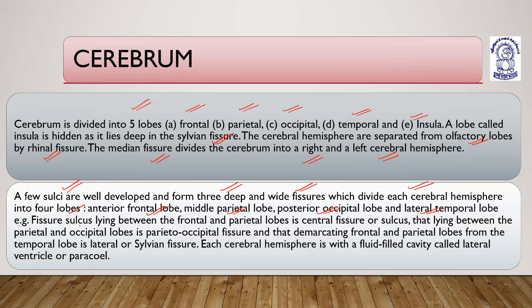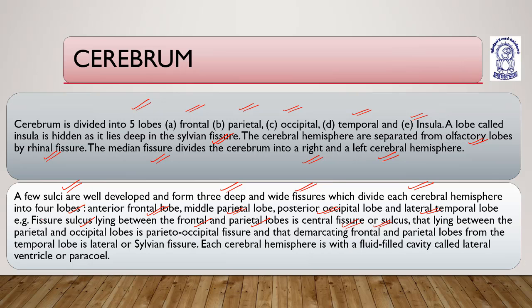The fissure or sulcus lying between frontal and parietal lobes is the central fissure or the sulcus. So central fissure or the sulcus is basically between the frontal and parietal lobes.